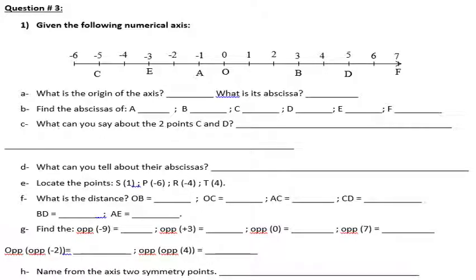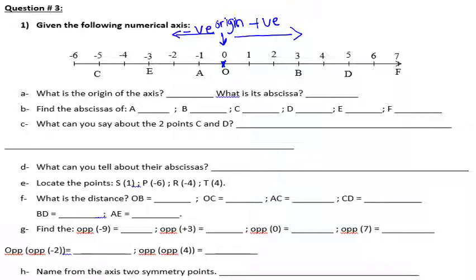Now question number 3. Question number 3 talks about relative numbers and how we can locate relative numbers on the numerical axis. Given the following numerical axis, we all know that the numerical axis has a very important point, which is O. This point is called the origin of the axis. All the positive points are located to the right of the origin, and all the negatives are located to the left of the origin.